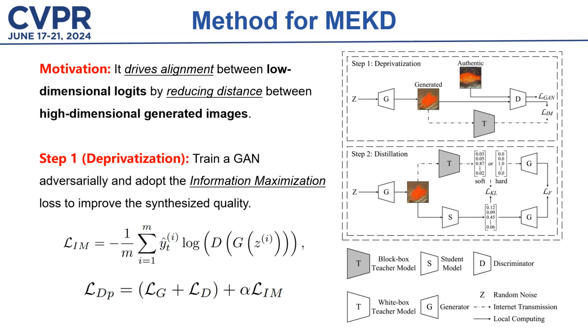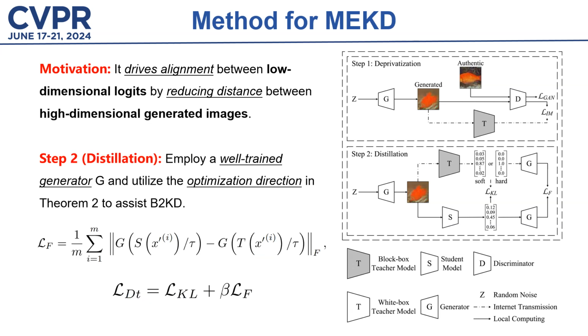The IM loss leverages the teacher model's response to gauge the quality of the generated images, with lower response samples incurring higher losses. The second step employs a well-trained generator and utilizes the optimization direction outlined in Theorem 2 to aid black box knowledge distillation. We assess the equivalence of the student and teacher functions by calculating the distance between the output points of the student and teacher's logits via the generator, optimizing this as a loss.